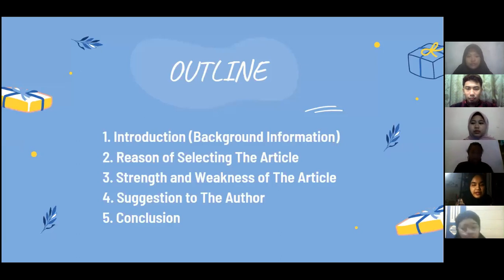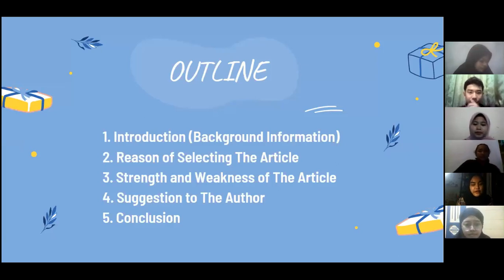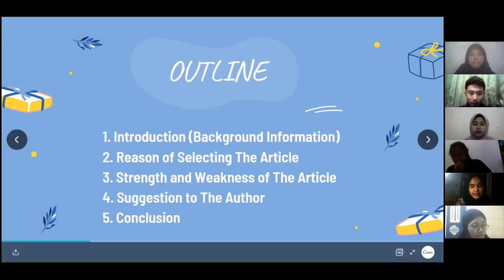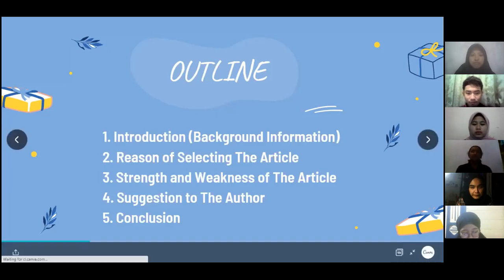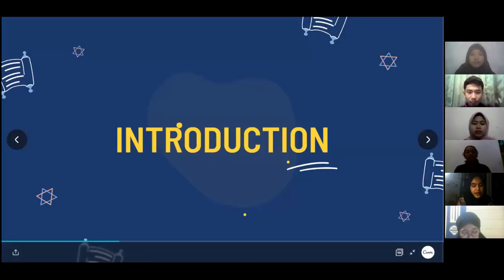So this is our outline. First, we are going to present the introduction or background information and the reason for selecting the article. The next is strength and weakness of the article, suggestion to the author, and the last is conclusion. And then we are going to begin with the introduction.